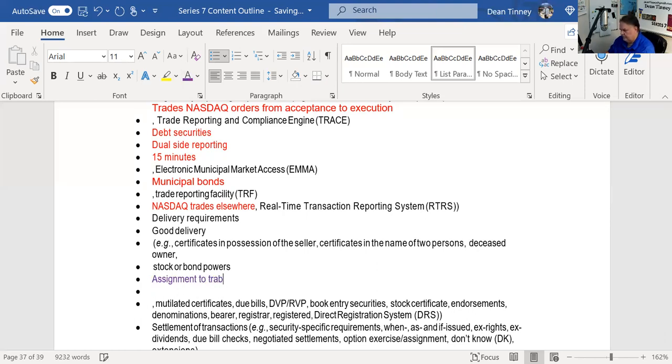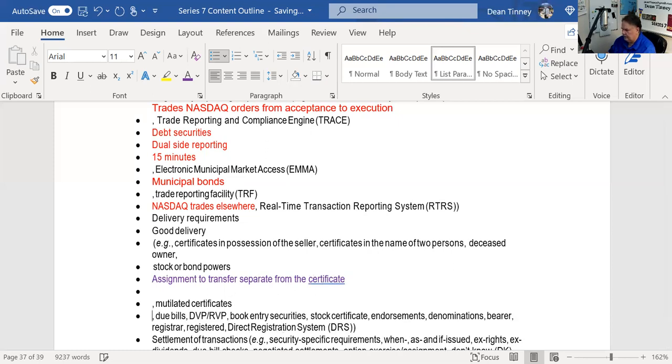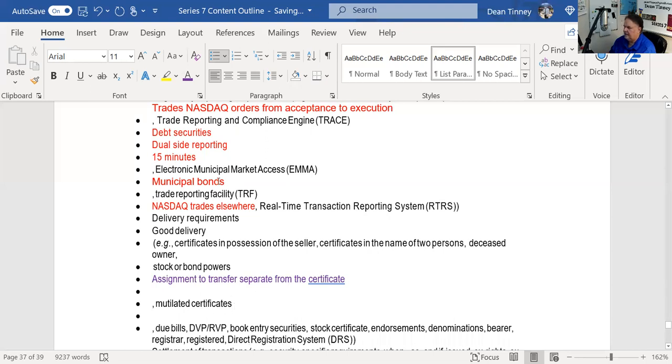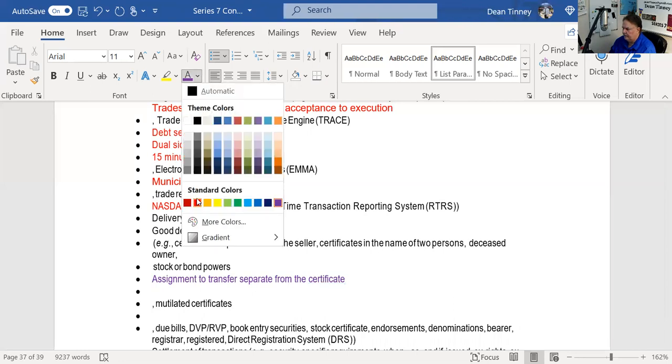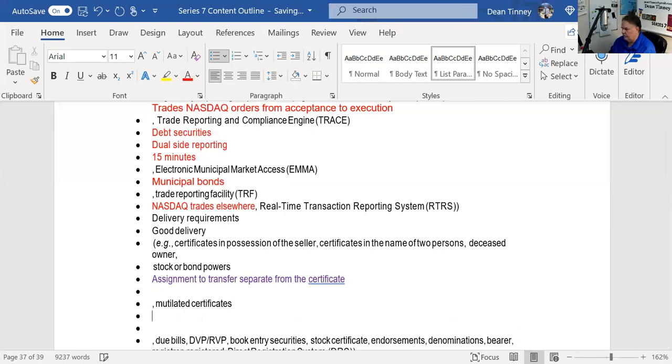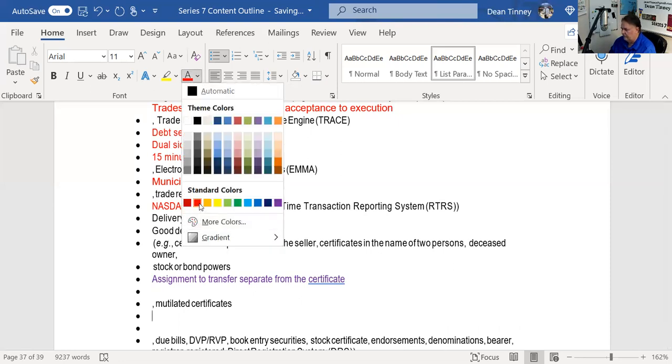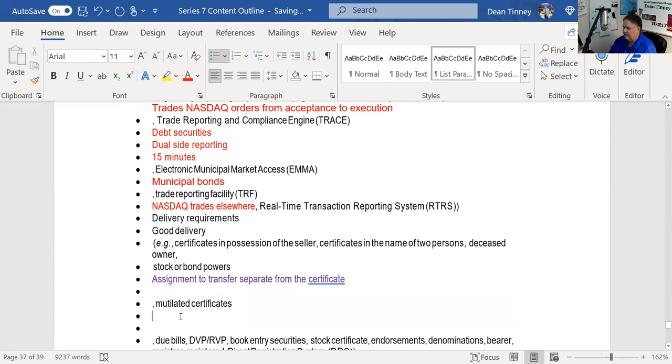Assignment to transfer separate from the certificate. Mutilated certificates, test question. Mutilated certificates, I would know have to be authenticated. What we're talking about, by the way, is the Uniform Practice Code rules of good delivery. And under the Uniform Practice Code rules of good delivery, we don't accept signatures of persons now deceased. We have signatures, both parties have to sign. If it's not signed technically correct, that would be another reason for stock or bond power. Signatures have to be technically correct. These certificates have to be authenticated.